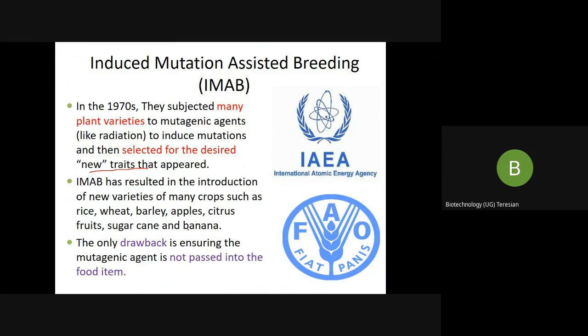The drawback when we are talking about mutation is that we have to see that the mutagenic agent is not passed into the food item. It should get clearance from the Food Administration Organization, so that it does not cause any deleterious effect later on the environment or on the people consuming that particular food. So we should take care, whenever we are inducing the mutation, to keep in mind what dosage is required, and a protocol is framed and they proceed according to it.